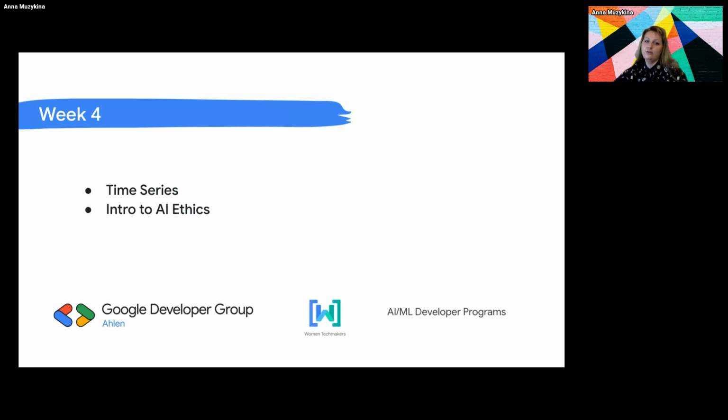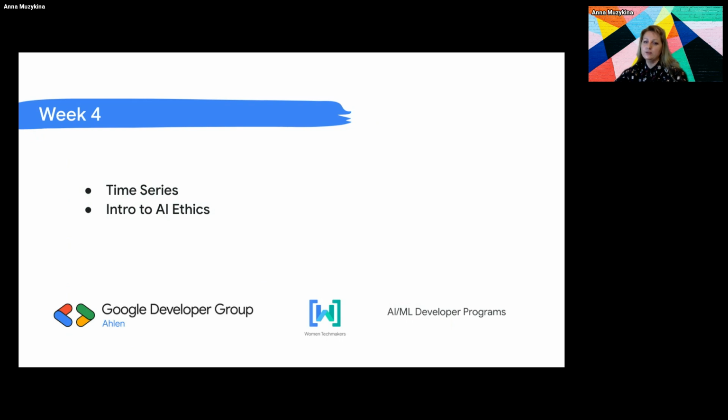And to further your learning, we'll be moving on to exciting areas: time series and intro to AI ethics. Time series is crucial for predicting future trends. The other side, AI ethics, is essential for responsible AI development. And today I'd like to start with this important topic, concentrate on it.